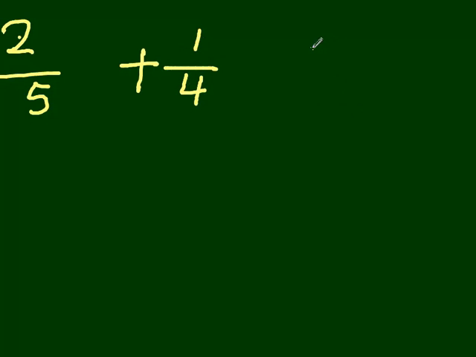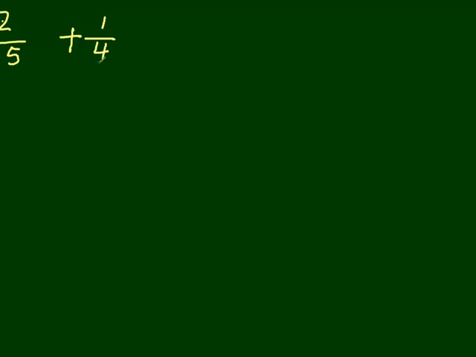Now we must remember the rule that you cannot add or subtract fractions if the denominators are not the same. The denominator is the bottom part of the fraction, so you can see that I've got 5 here and 4, and they are not the same. That represents that these numbers are out of a different fraction. So 2 out of 5 and 1 out of 4 are two different fractions. So somehow we need to make them the same.